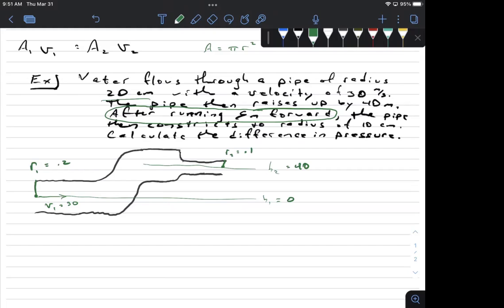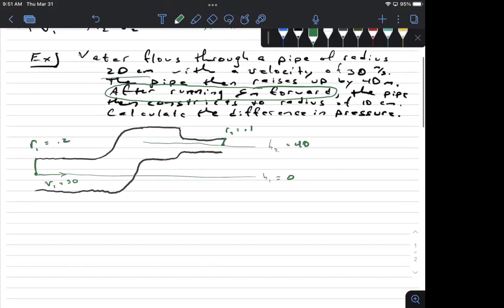And so this is what we have. A pipe of a certain size eventually rises up by 40 meters and constricts to a new size. And we want to know the difference in pressure between the beginning and the end. Okay, any questions on thinking our way through the problem, interpreting the problem?